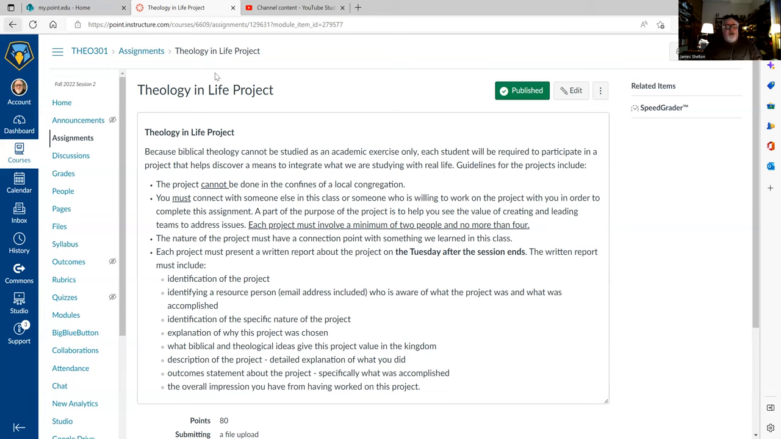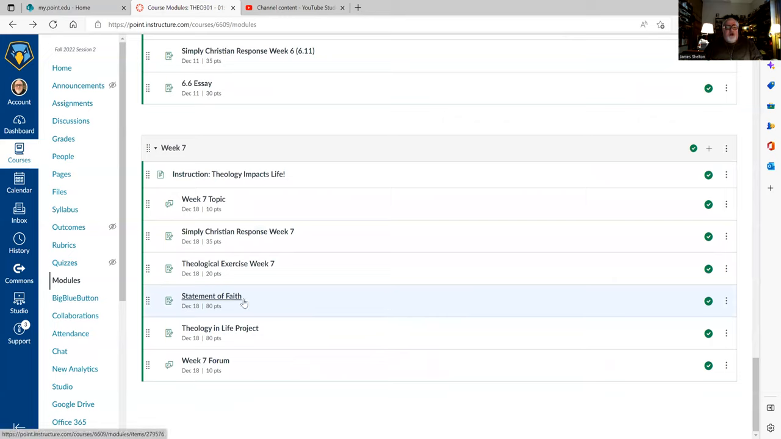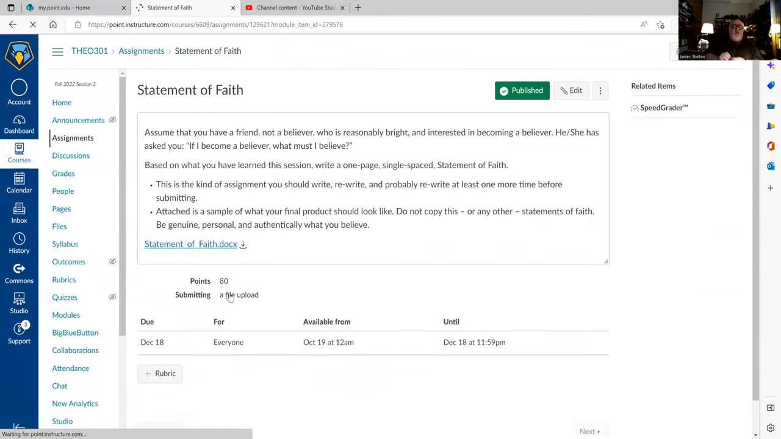All right. Now, the other one that I just want to touch on here today, and then each week I'll delve deeper into these assignments as we go. You're going to be putting together a statement of faith. Assume that you have a friend, not a believer, who is reasonably bright and interested in becoming a believer. He or she has asked you, if I become a believer, what must I believe? Now, based on what you're going to learn in this session, write a one-page, single-spaced statement of faith.